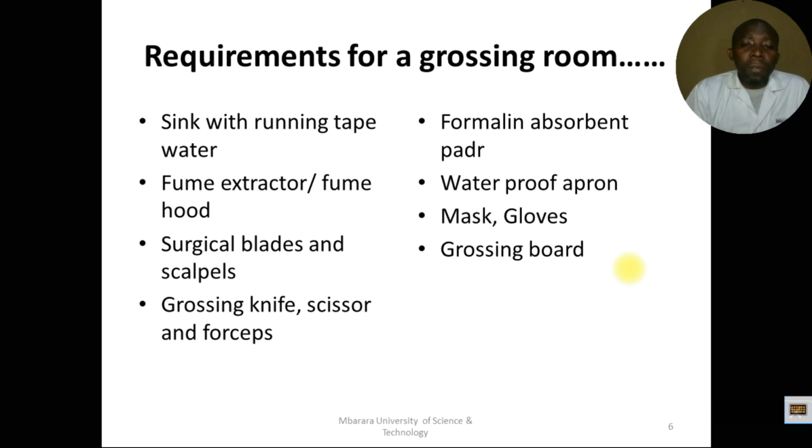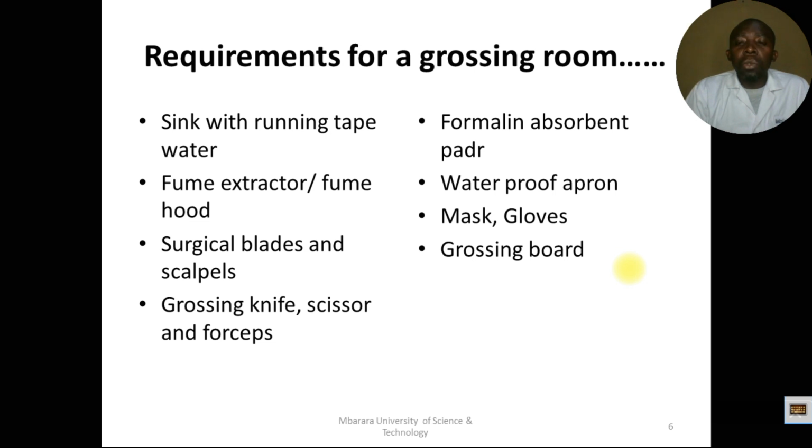We need to have a grossing knife, scissors and forceps, and sometimes we need a hacksaw because this is going to be used for cutting some hard tissues, for example bones. If you want to cut them into smaller pieces, then we need the hacksaw. We need the formalin absorbent pad.